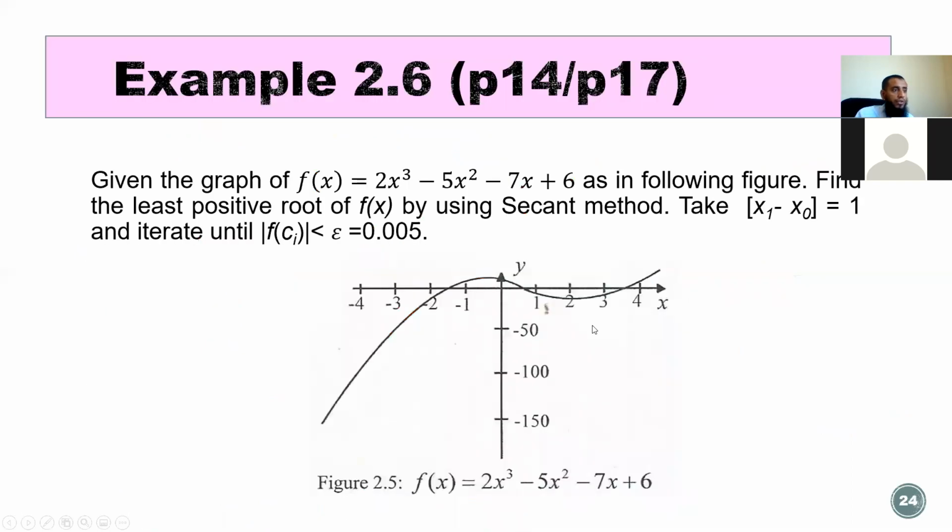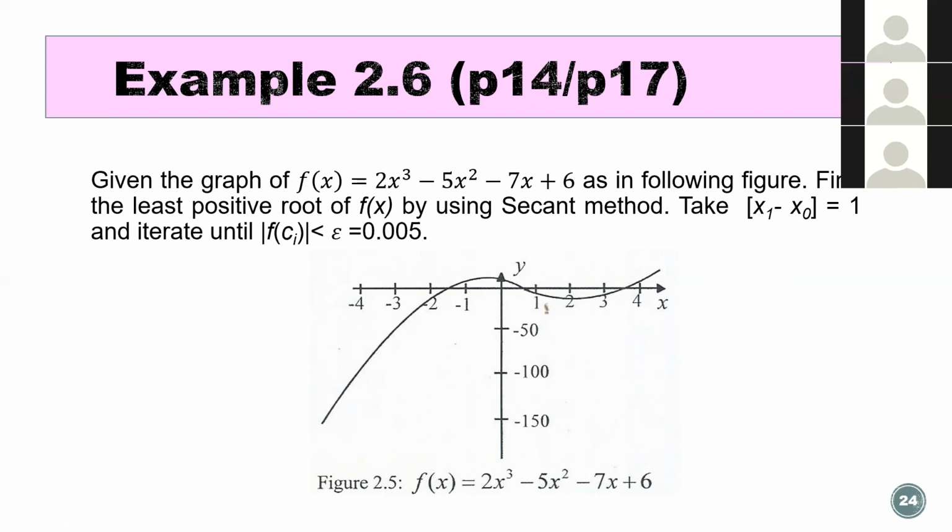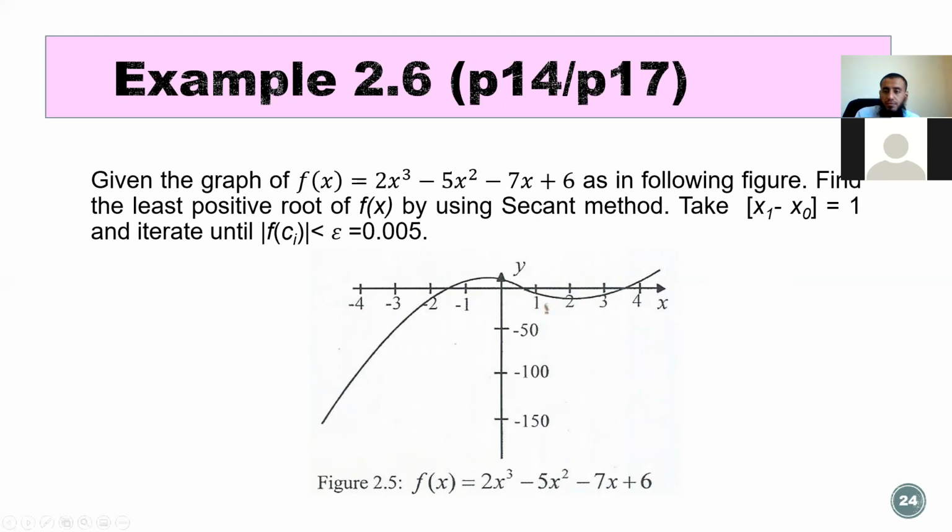Okay, for the next example, I want all of you to do it together. Abdul Malik, Kev, understand? Yes, doctor. Where are the others? It's quiet. So for the second example, given the graph f(x) equals 2x to the power of 3 minus 5x to the power of 2 minus 7x.